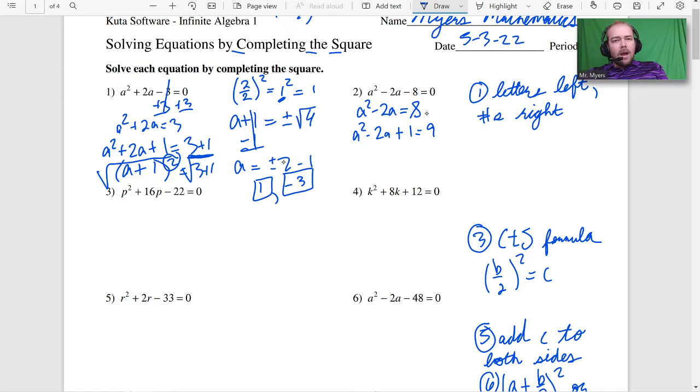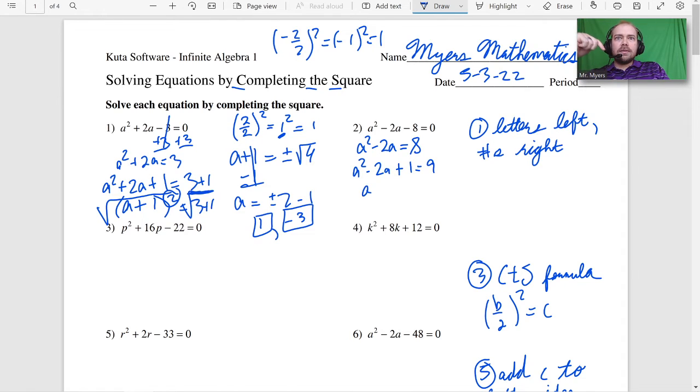So, anyways, we add 1 to both sides. Okay, then we're gonna do completing the square. B over 2 is negative 1 this time. So it's a minus 1 squared equals 9. Square root. A minus 1 is equal to plus or minus 3. All right, went a little fast there. Square root of 9 is 3. But every time you take the square root of both sides, you get plus or minus 3.